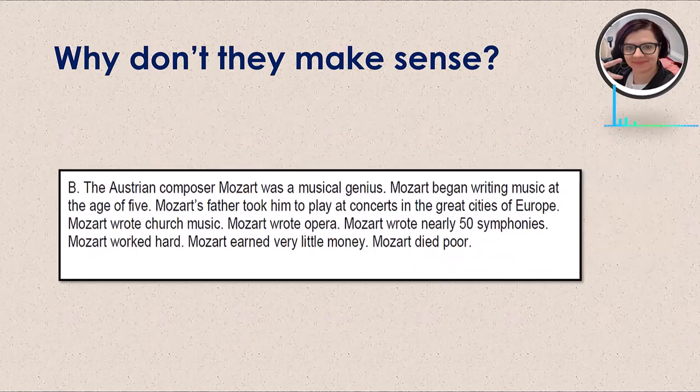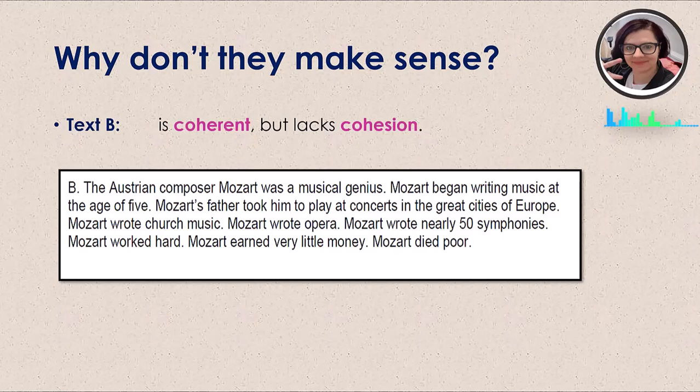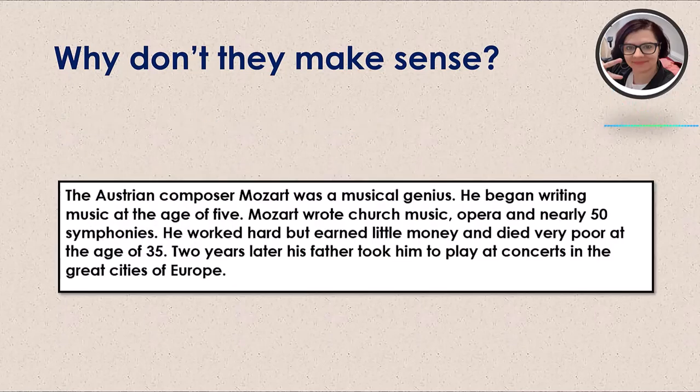Text B is coherent, but it lacks cohesion. There are no referencing devices being used, particularly there's a glaring lack of anaphoric referencing, which makes the text very repetitive.